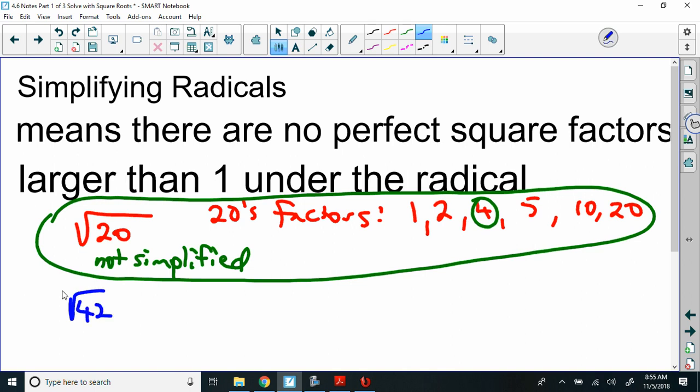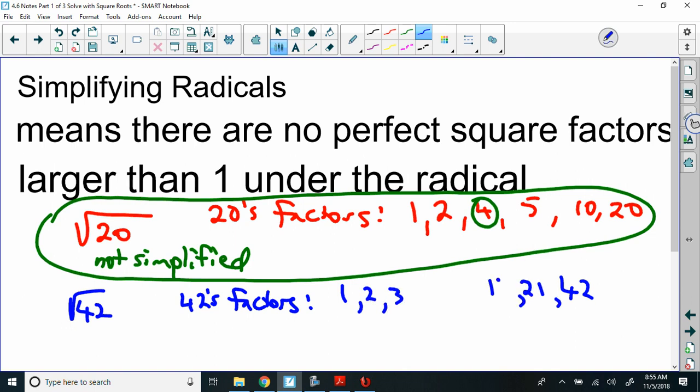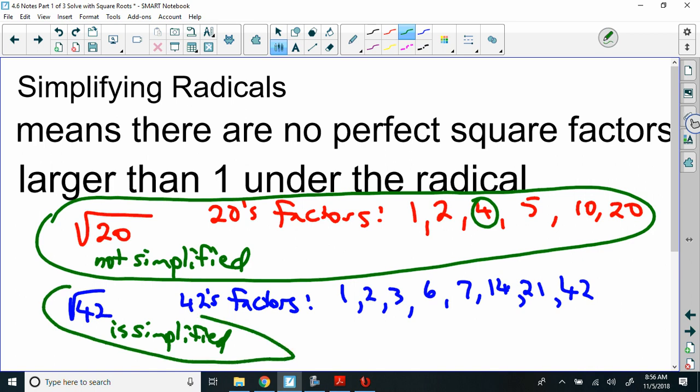If you look at 42, its factors are 1 and 42, 2 and 21, 3 and 14, and 4 doesn't go into it, 5 doesn't, and 6 and 7. So when we look at the square root of 42, do we see any perfect square factors bigger than 1? 2's not a perfect square, 3's not a perfect square, 6, 7, and 14, none of those are perfect squares. So the square root of 42 is simplified. That one is already simplified.